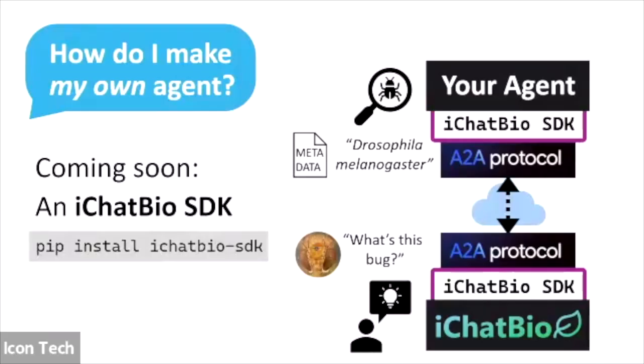But the idea is we have our agent, the iChatBio agent, and if you make your agents implement this A2A protocol, it's called agent to agent, then they can talk to each other. And they can also talk to agents outside of iChatBio. So it's not like you have to design specifically for us. But if you use the iChatBio SDK, we handle all of the metadata propagation and all of the finer points that let you interact with iChatBio to the fullest extent.